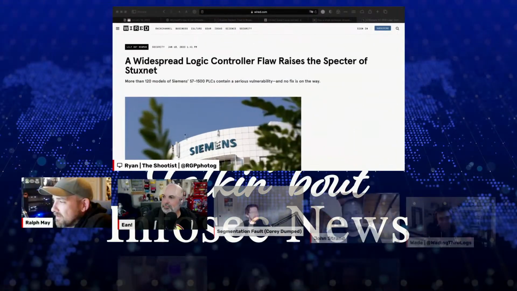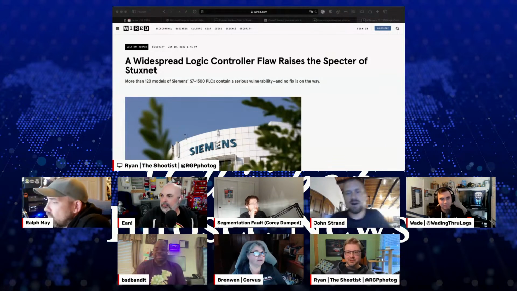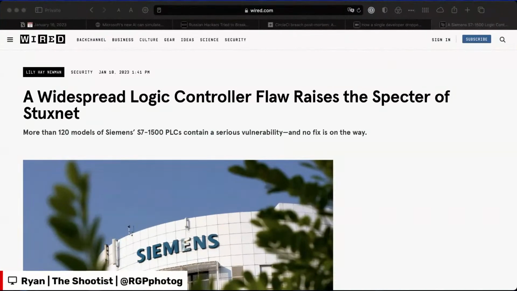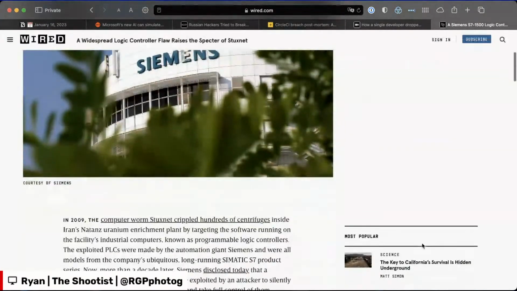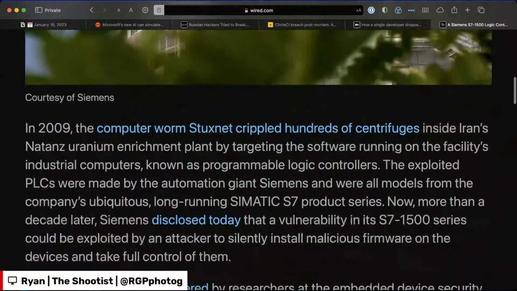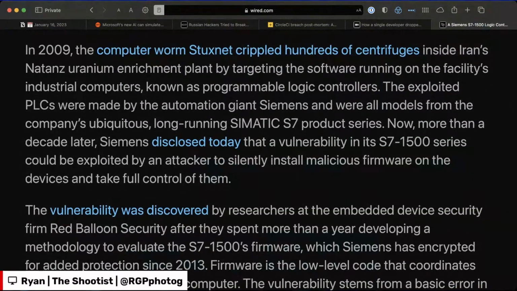It's a Wired article: "Widespread logic controller flaw raises the specter of Stuxnet." So this story kind of pisses me off. They start out by talking about Stuxnet and how bad it was, and literally the only correlation between these two is they both impacted PLCs. But even that analogy breaks down, because Stuxnet didn't infect the PLC. It infected the computer system that was controlling the PLC, which seems like a distinction without a difference.